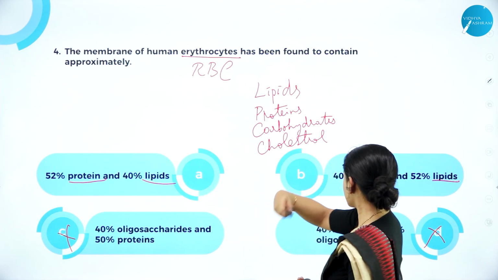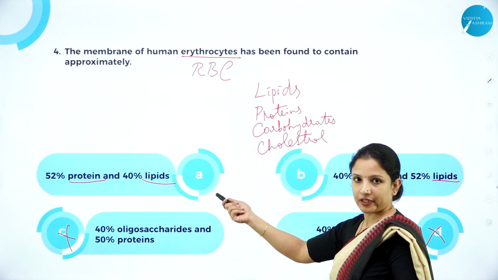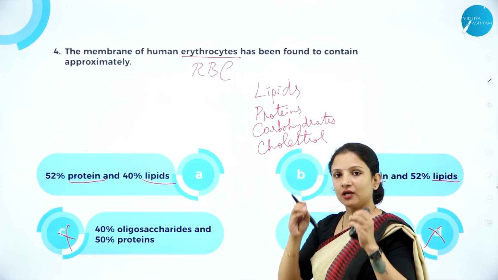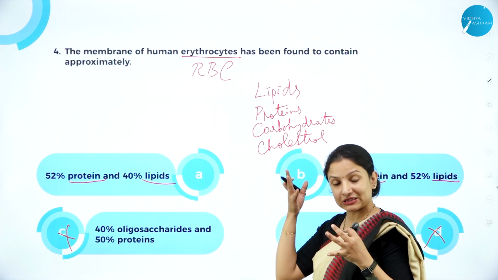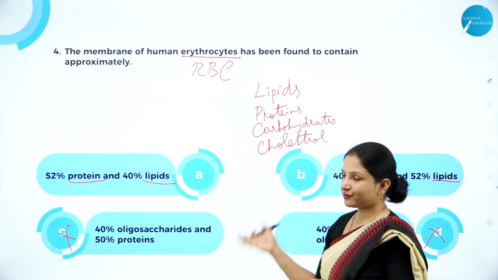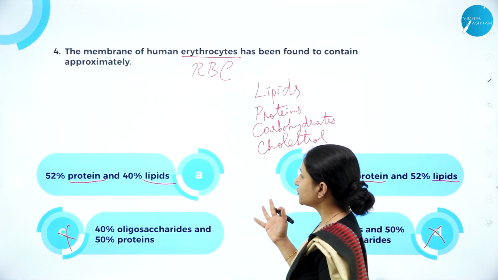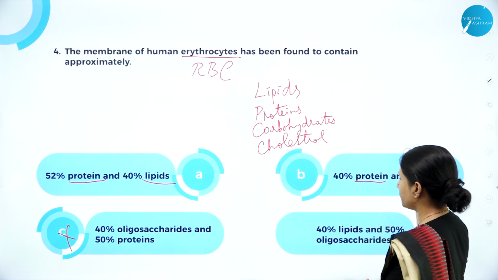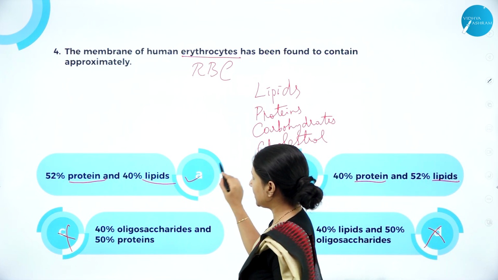So how much percentage of protein it is made up of, how much percentage of lipid it is made up of. That is human erythrocyte, that is human RBC, because it is given in your NCERT textbook. That is why I have framed the question for this. So it is 52% protein and 40% lipids, or 40% protein and 52% lipids. The option A is the right answer here.